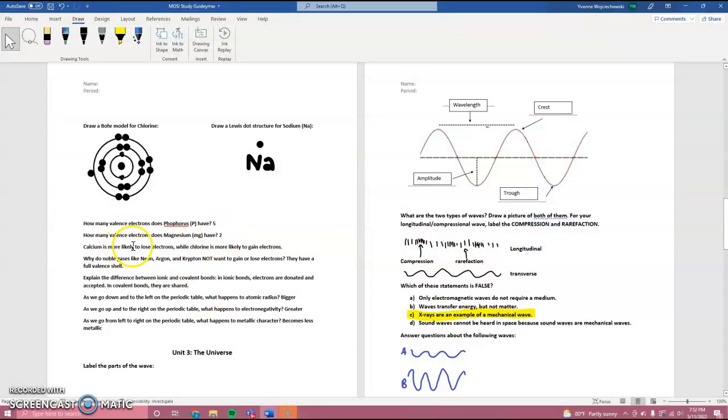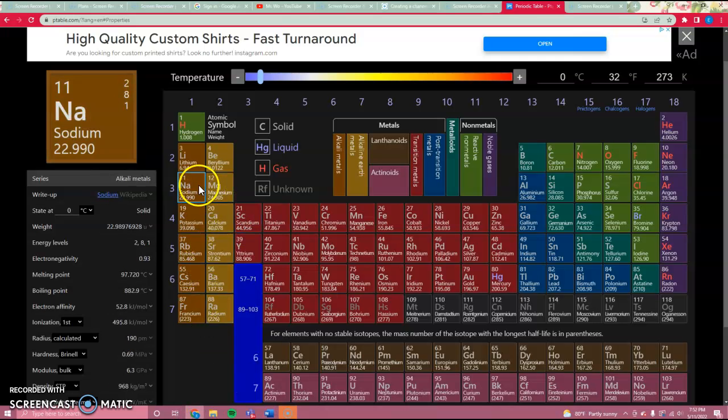Calcium is more likely to lose electrons, while chlorine is more likely to gain electrons. How did I know that? Well, here's calcium. It can either lose 1, 2, or it can gain 1, 2, 3, 4, 5, 6. 2 is going to be easier. It's going to lose 2.